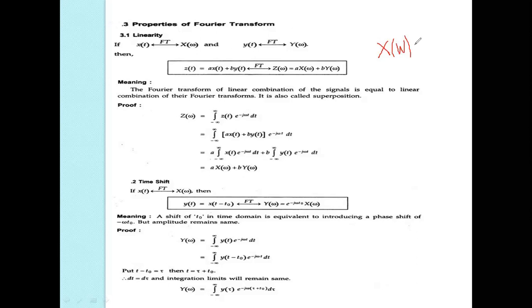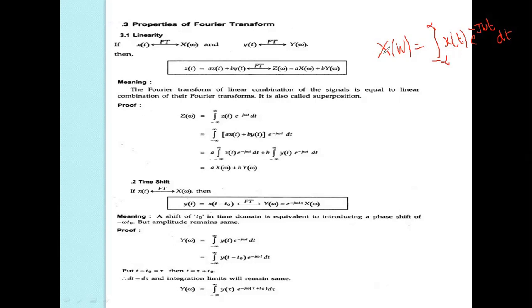So, the definition of the Fourier transformation: x of omega is equal to integral minus infinity to infinity x of t into e power minus j omega t dt. In the statement, we can take z of t as a into x of t plus b into y of t. So instead of x, I take it as z.